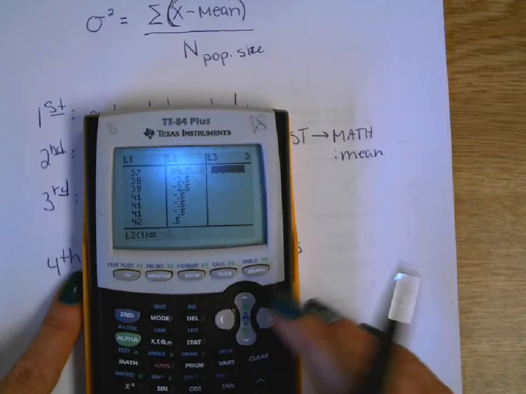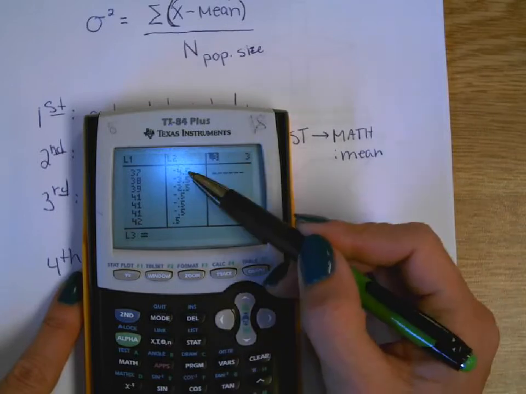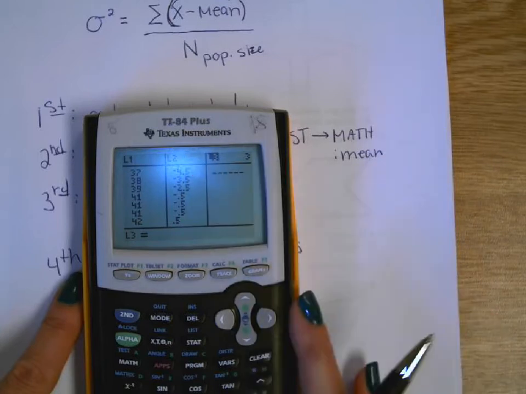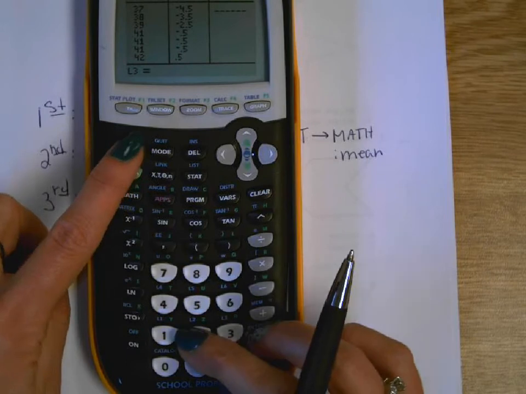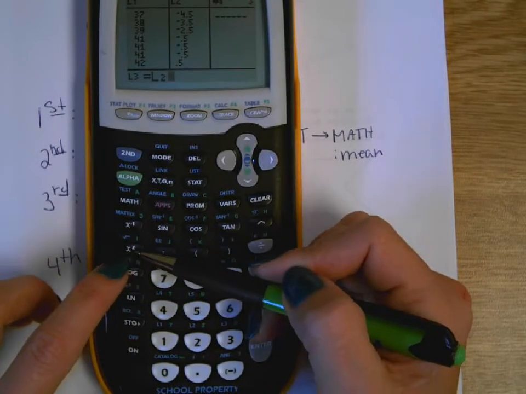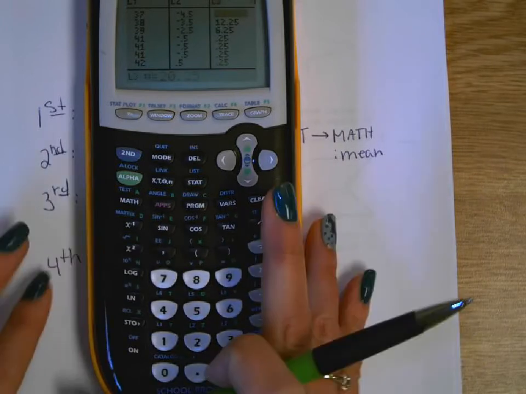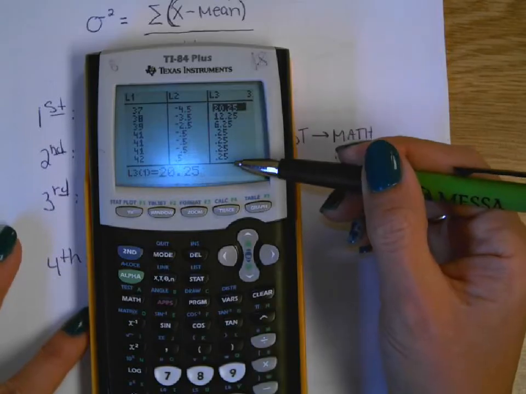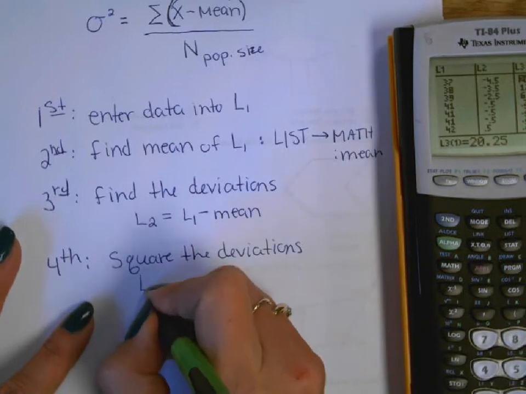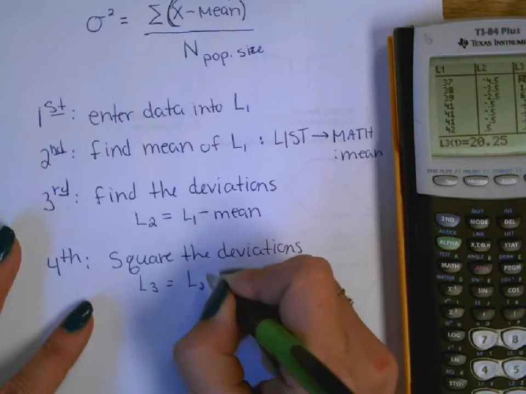I'm going to go over to list 3, make sure that's cleared out. Then go up to the top. I want to tell it, square all of these numbers. Well, they're all in list 2. So I just tell the calculator, second L2 squared. The squared key is right here, or you can use caret 2. Hit enter. And now it has squared all of those numbers. So, what we just did was we went to L3, and we said take L2 and square it.